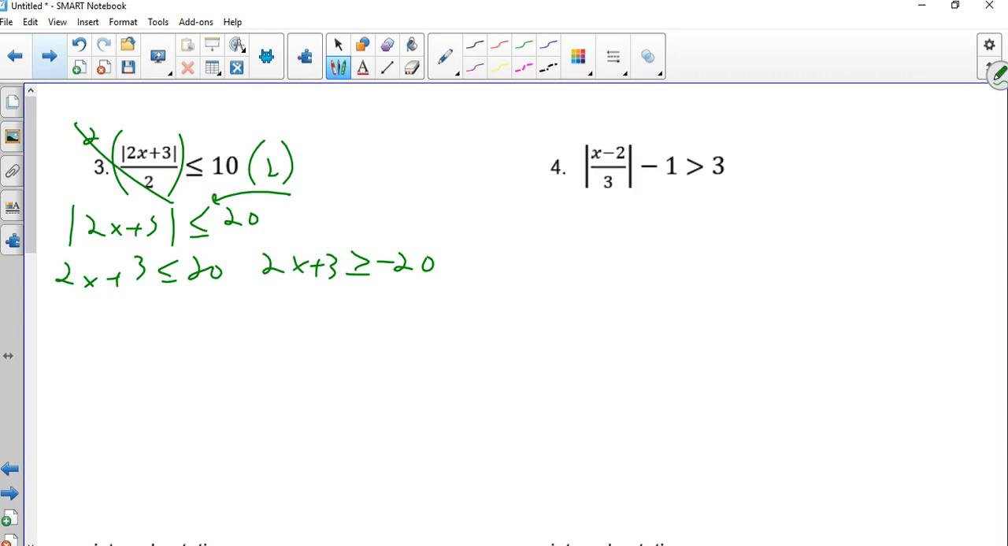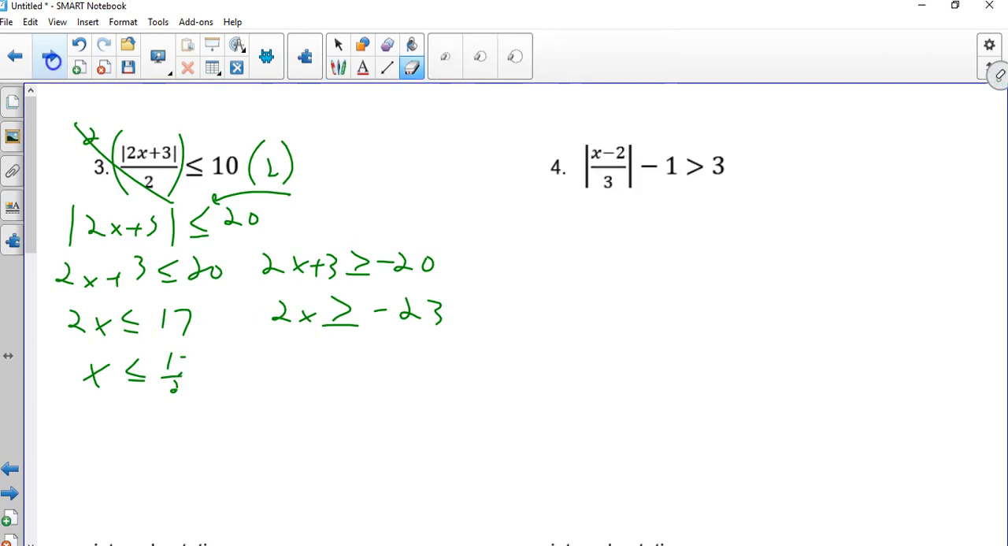Going to subtract 3 from both sides. 2x is less than or equal to 17. Subtract 3. 2x is, sorry, my bad, greater than or equal to negative 20 minus 3, negative 23. Divide by 2. Oh shoot, I must be wrong. They got a fraction. No, that's okay. Fractions are our friends. Might be easier for graphing if you want to convert this to 8.5.